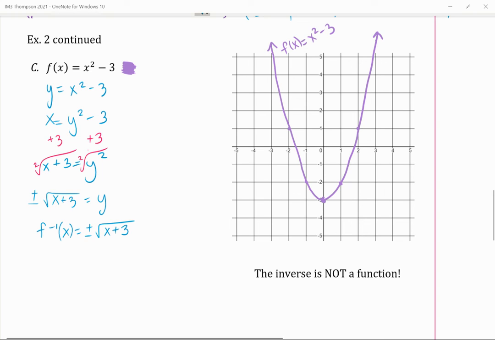A parabola, a quadratic, is a function. It passes the vertical line test. I could draw any vertical line anywhere I want, and it's only going to cross this purple graph one time.